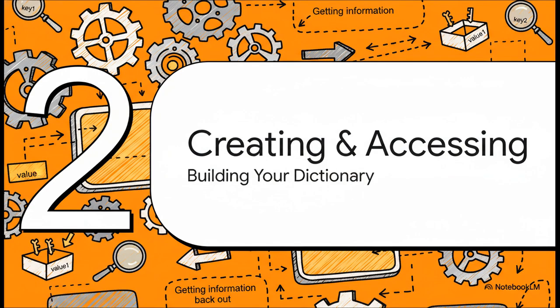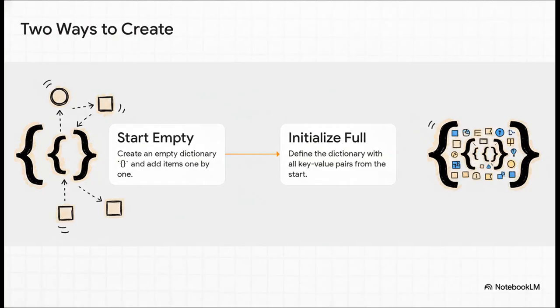All right, enough theory. Let's get our hands dirty. How do you actually build one of these things? And just as important, how do you get your data back out when you need it? You've basically got two main ways to go about this. You can start with an empty dictionary, just a pair of curly braces, and then add your data piece by piece. Or if you already know what you want to put in there, you can just build it all at once, just like that student example we just saw.